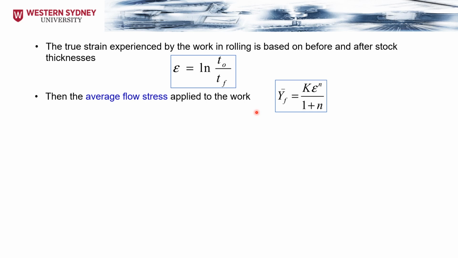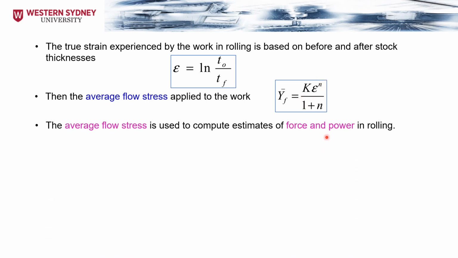The average flow stress can be calculated by using the same equation we used in the case of extrusion. So the Y prime f, or the average flow stress, is going to be equal to K multiplied by the true strain to the power n, divided by 1 plus n.